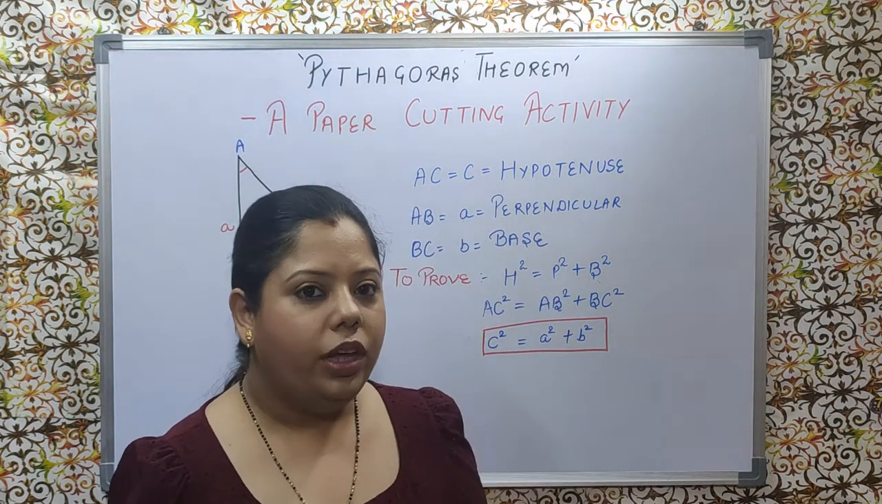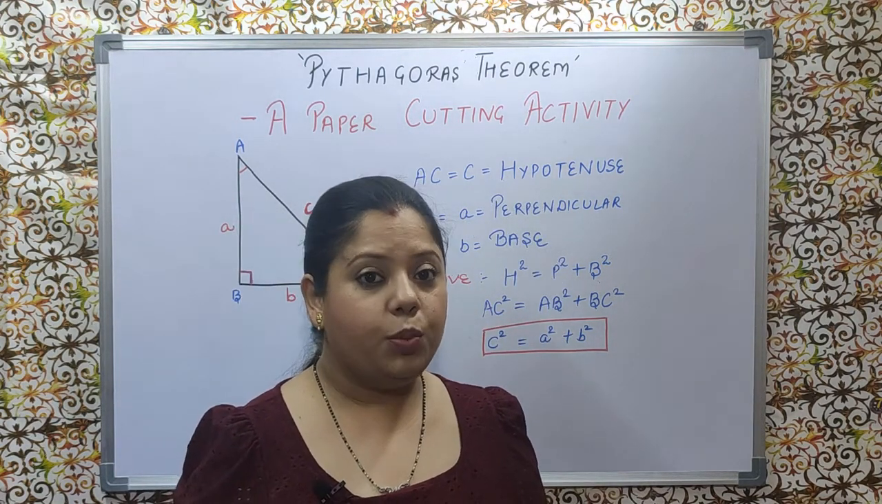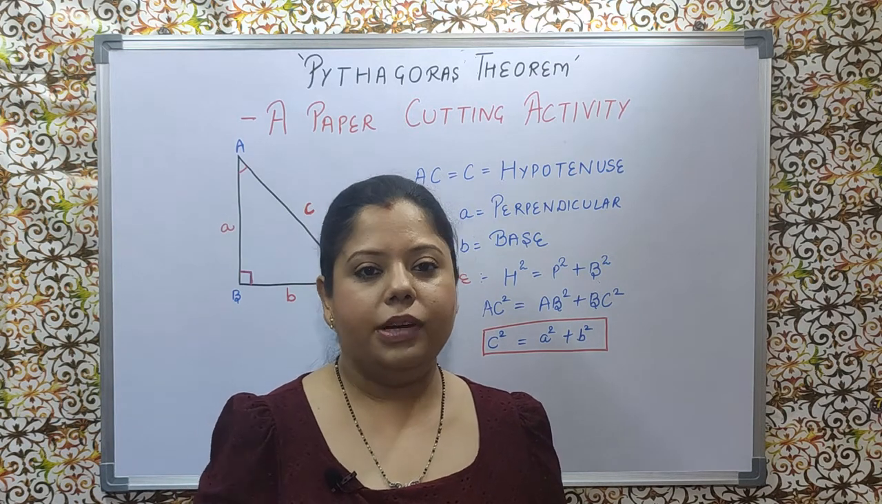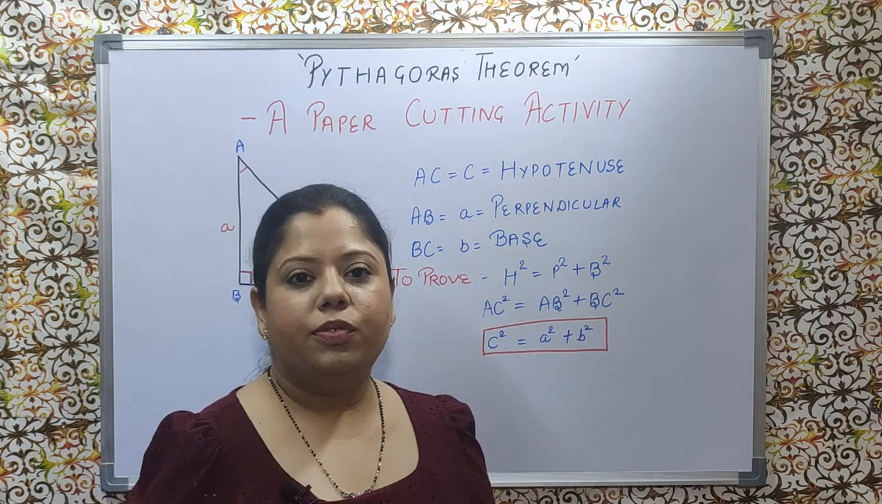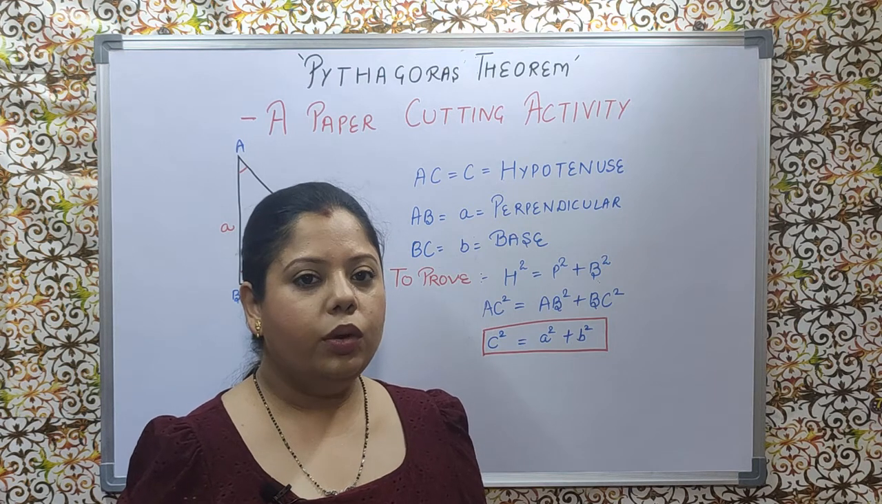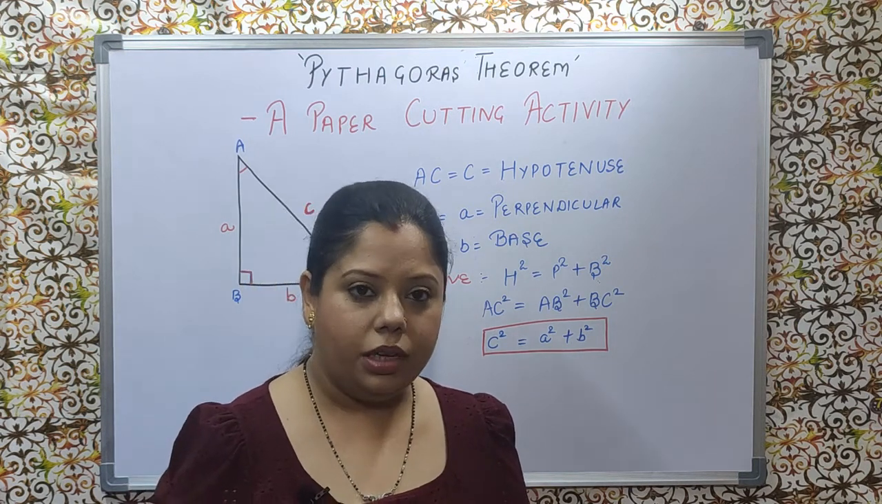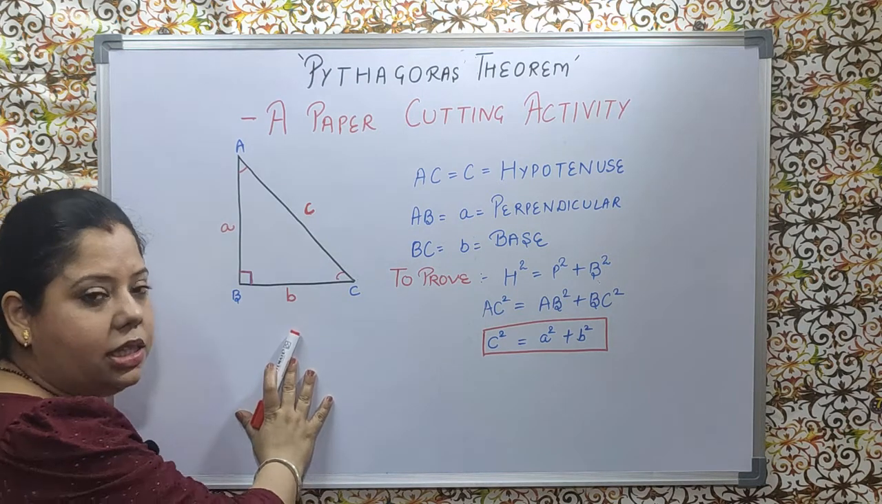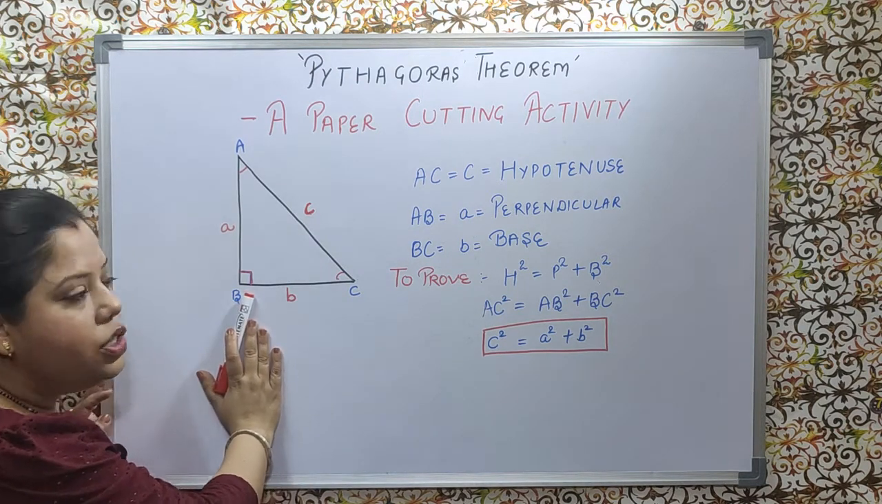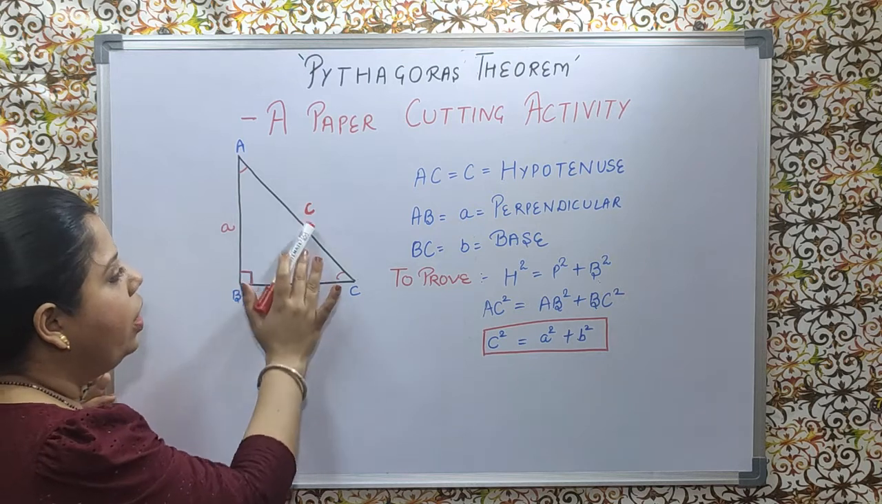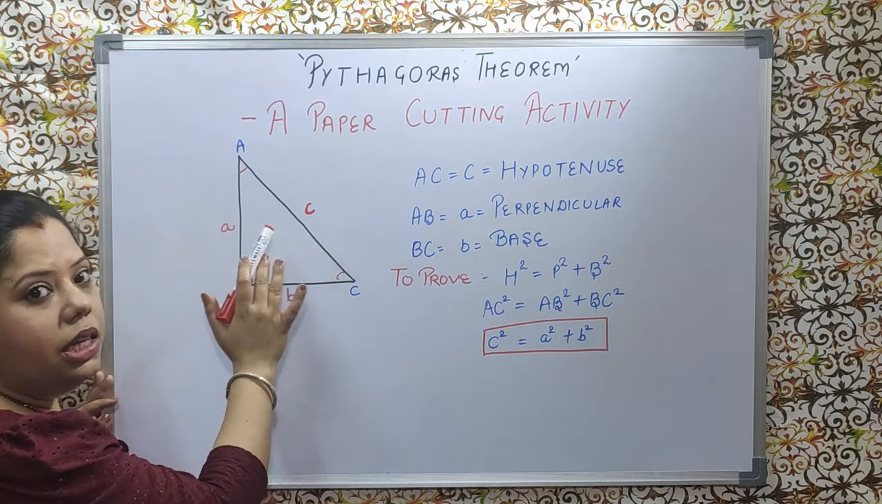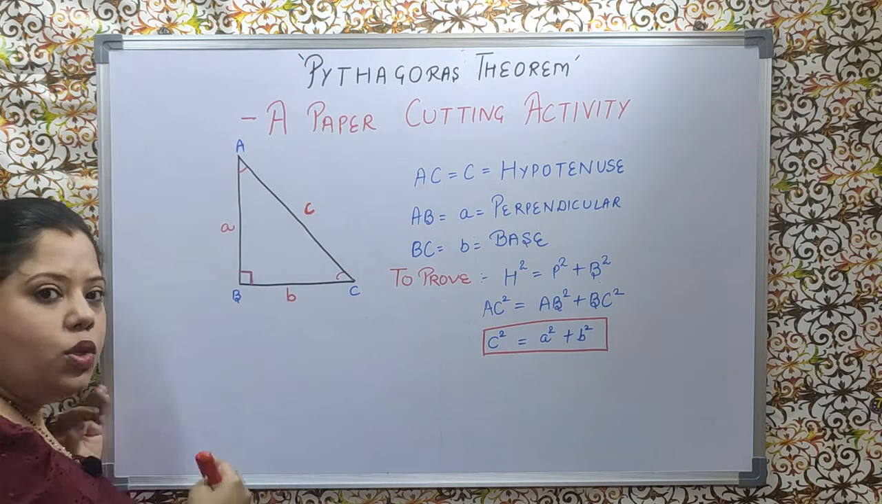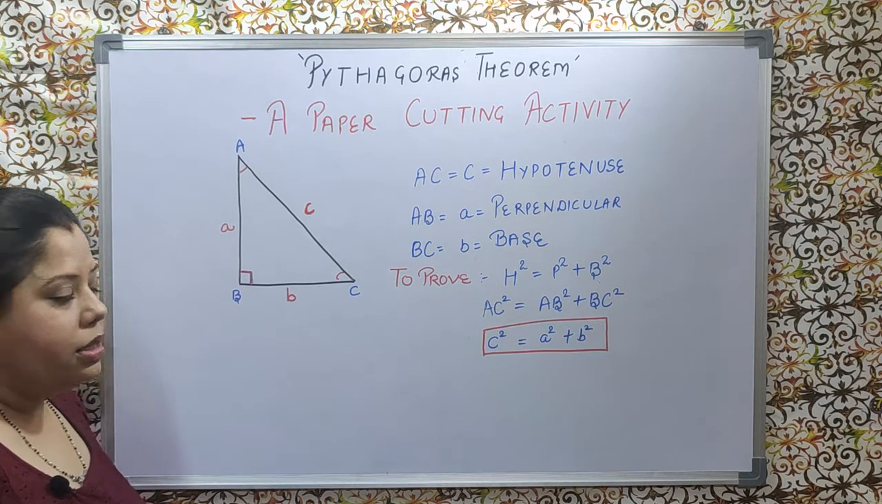Today we will be doing Pythagoras theorem and proving it by using a paper cutting activity. But before that, let's understand what actually Pythagoras theorem is. Pythagoras theorem states that in a right angled triangle, the square of the longest side is equal to the sum of squares of the other two sides.